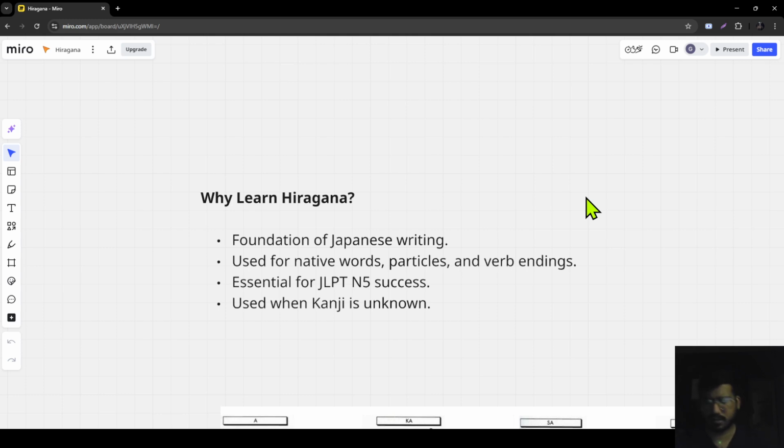So let's start with hiragana. And again, when is hiragana used? It is used when kanji is unknown. Kanji are a couple of characters which were adopted from the Chinese language. Although they are foreign to Japanese, they are still used at a very large level in the Japanese language, in Nihongo. Okay, so let's get started.